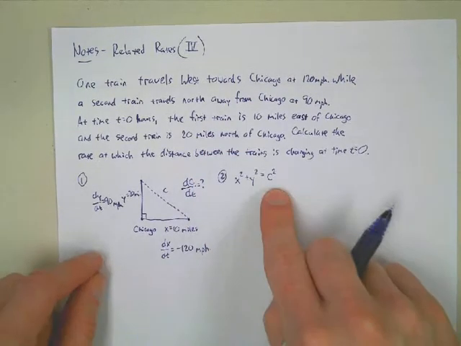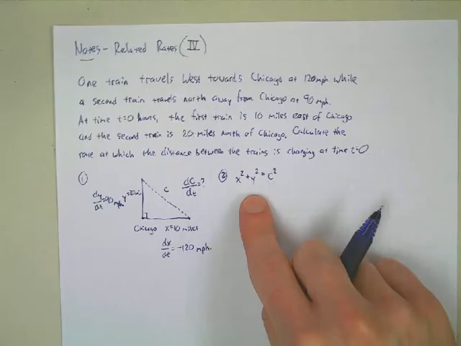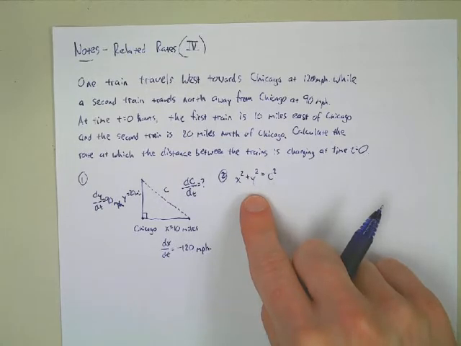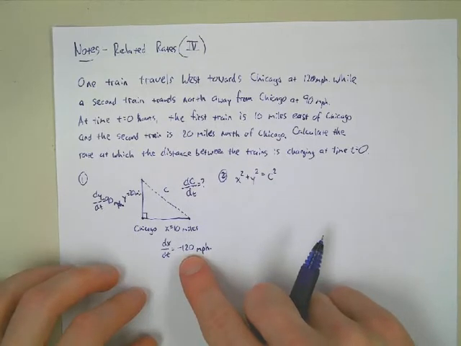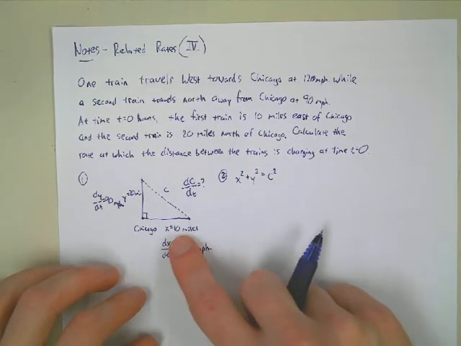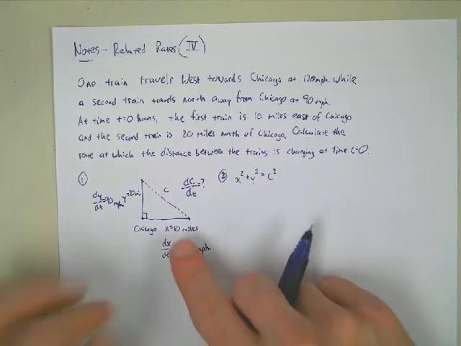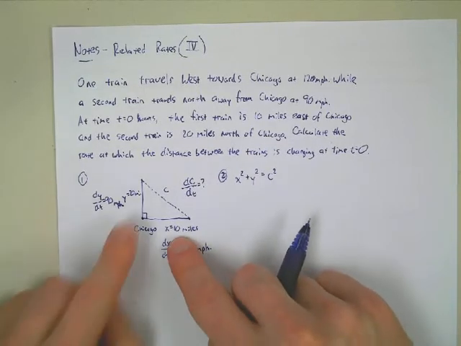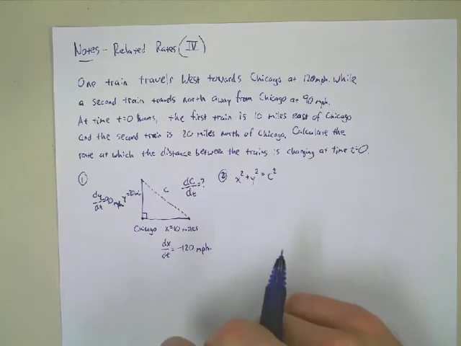Now, remember, there are some times when we can plug in numbers ahead of time. We can plug numbers in ahead of time if they're not changing. But the 10 is changing, because we have this rate here. It's not always going to be 10 miles away, and this other train will not always be 20 miles away. It's changing, so we can't just plug those in. We want to take the derivative, like you guys said.